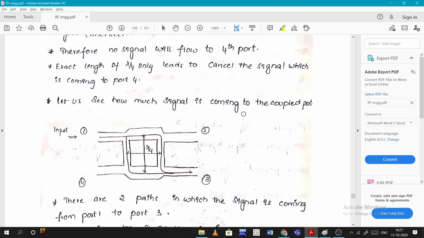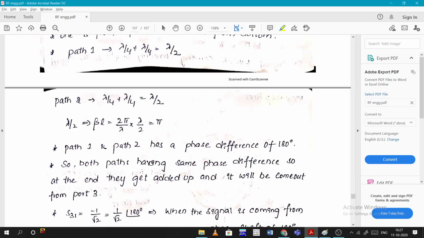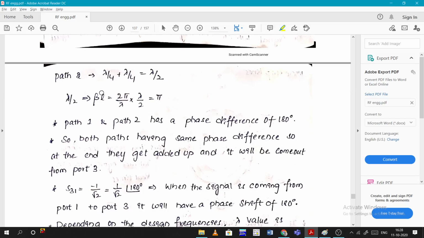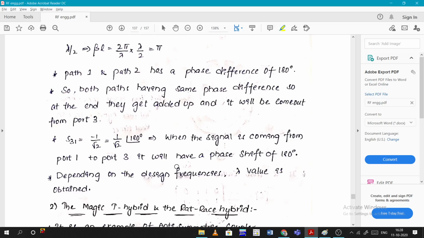And for the third port, let us see how much signal is coming to the coupled port. Here it is lambda g by 2 and here also lambda g by 2. So path 1 and path 2 have a phase difference of 180, both having some phase difference, so at the end they will get added up and come out of port 3. Next, when the signal is coming from port 1 and port 3, it will have a phase shift of 180. Depending on the design frequency, the lambda value is obtained.